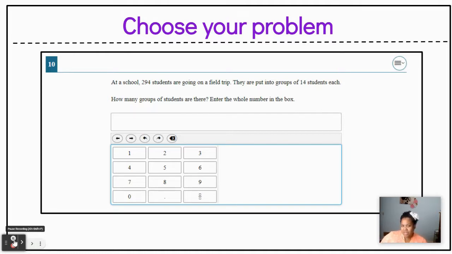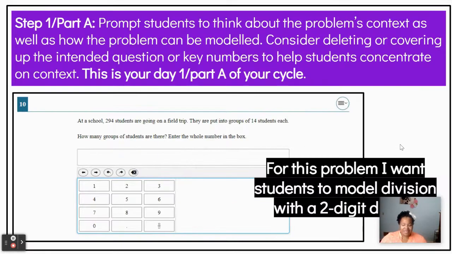I like to use problem of the days not only to help students to become better problem solvers, but also to get them to see the structure and vocabulary that they're going to see on end of course assessments. Now that I've got my problem chosen, I'm ready for step one. Step one, or part A, is to prompt students to think about the problem's context as well as know how the problem can be modeled. Consider deleting or covering up the intended questions or key numbers to help students concentrate on context.